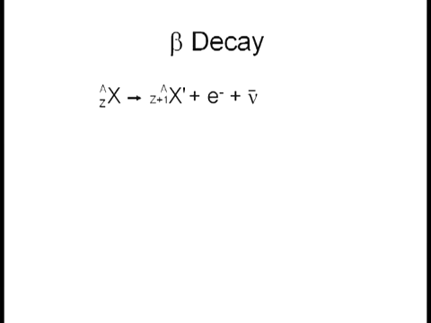So this is the general formula for beta decay. The symbol for the antineutrino, the anti part is the bar over the top, and the symbol for a neutrino is the Greek letter nu.